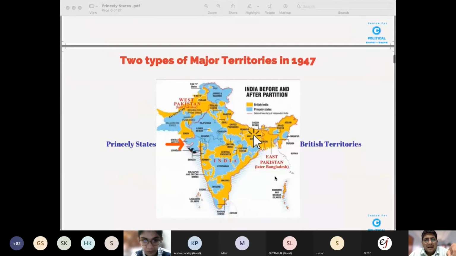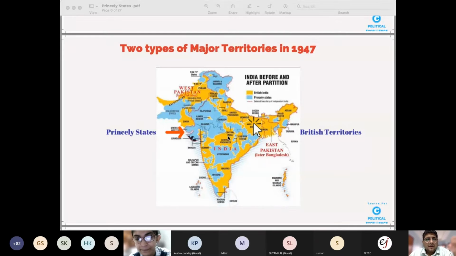And if you look at the map of India in 1947, it had two kinds of territories. The first were the territories under the direct control of the British, and the second were the territories not directly controlled by the British, but under the control of princes. On the other hand, there were some other colonial enclaves controlled by France, for example Pondicherry. Then we also had colonies such as Daman and Diu and Goa, which were colonies of Portugal.